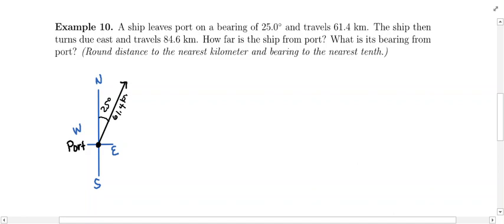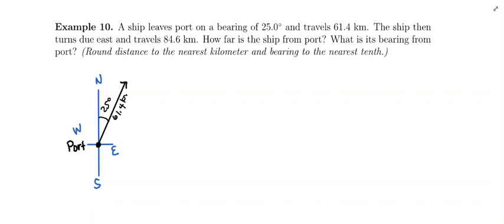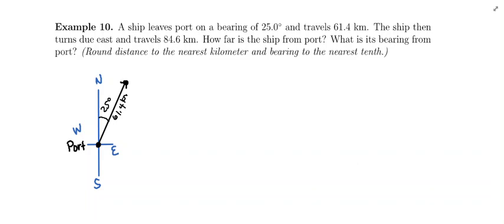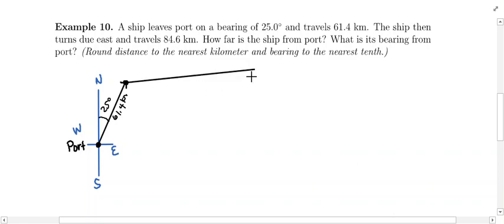Then we know the ship turns due east and goes 84.6 kilometers. So the ship is currently right here. We don't even have to put our north, south, west, and east cross on here because the ship is just going to go straight east. At this point, we will construct another vector due east, and we're going to make this vector have a longer magnitude because it's traveling a longer distance. The ship will now travel to here. This distance is 84.6 kilometers.